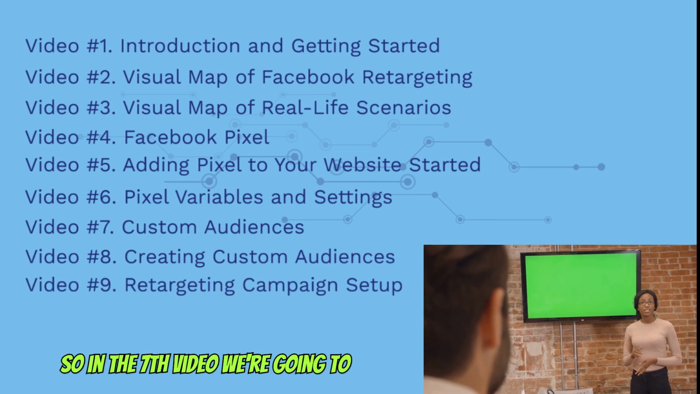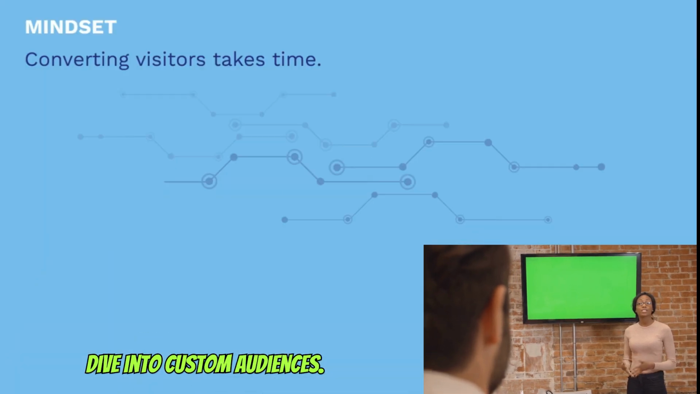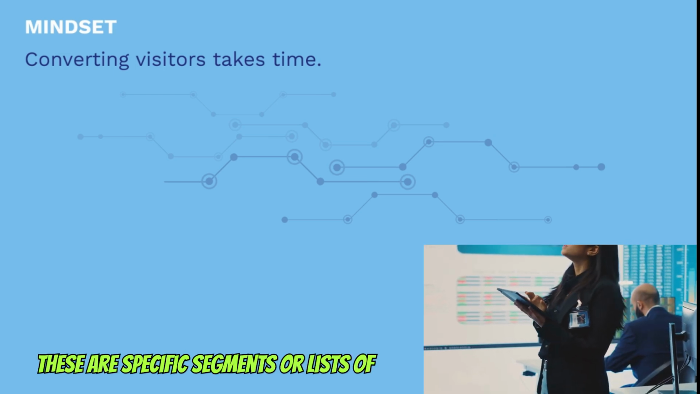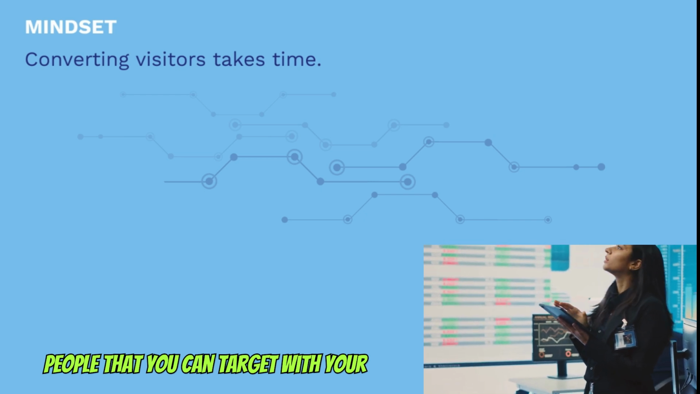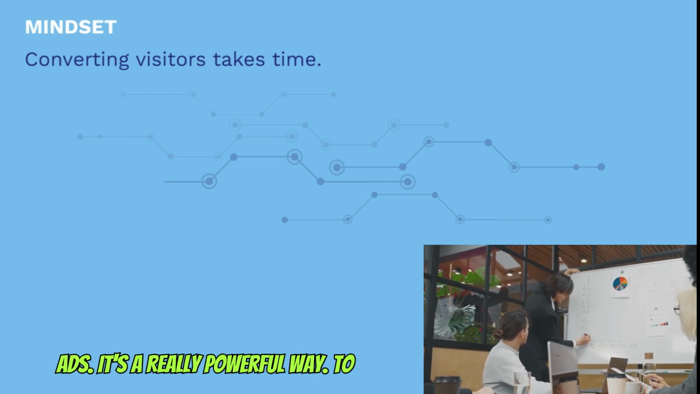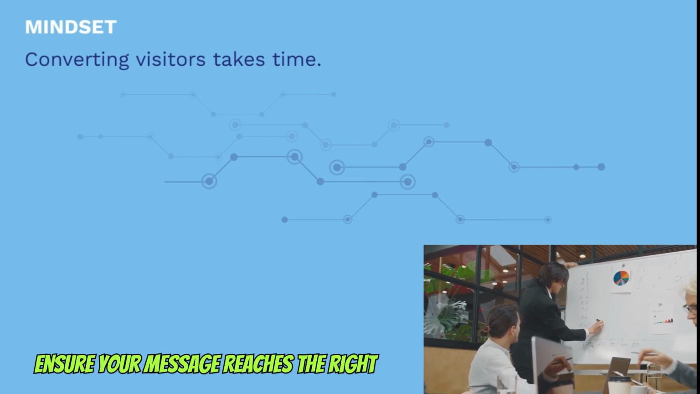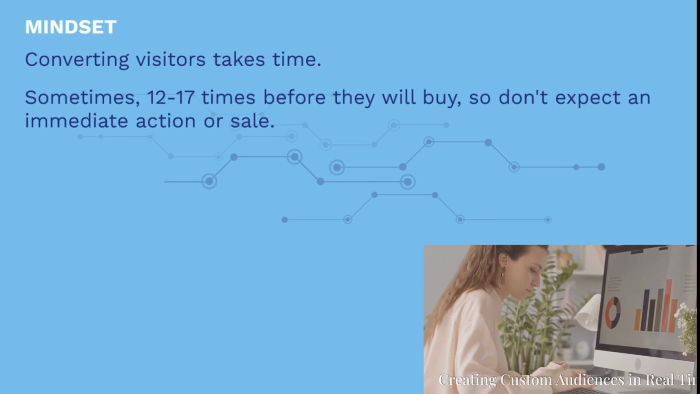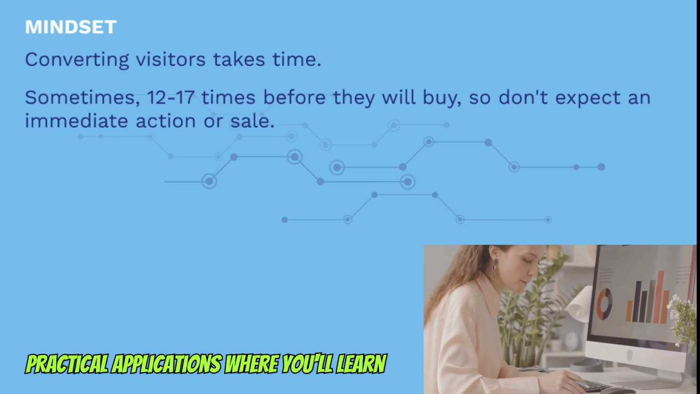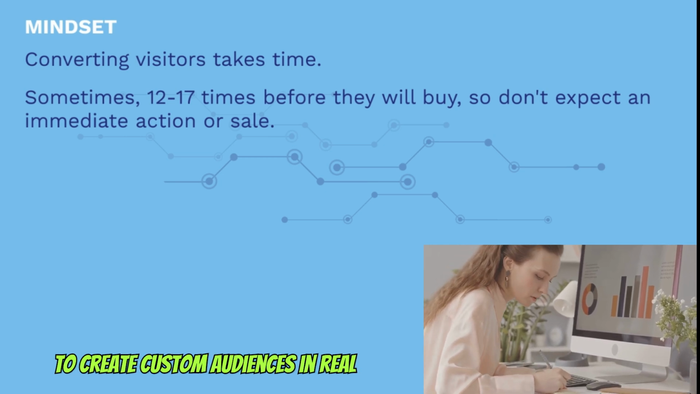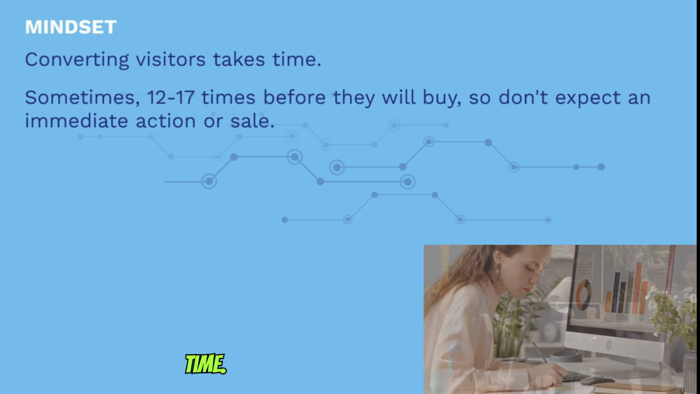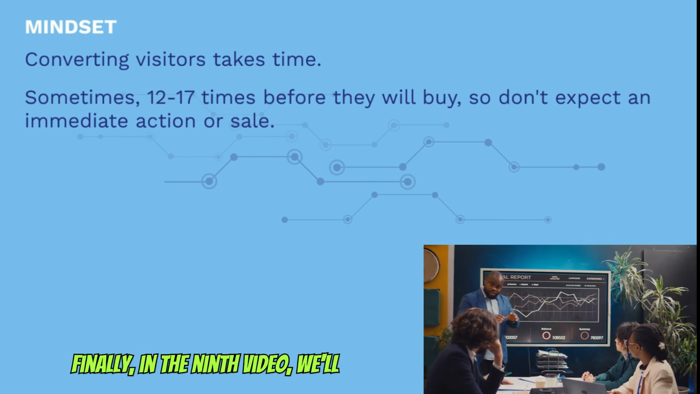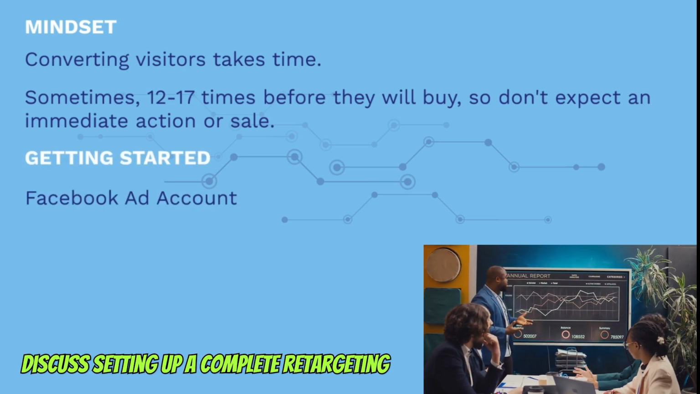So, in the seventh video, we're going to dive into custom audiences. These are specific segments or lists of people that you can target with your ads. It's a really powerful way to ensure your message reaches the right people. By the eighth video, we'll move to practical applications where you'll learn to create custom audiences in real time. Finally, in the ninth video, we'll discuss setting up a complete retargeting campaign.